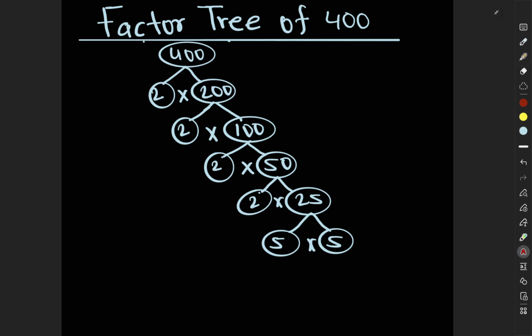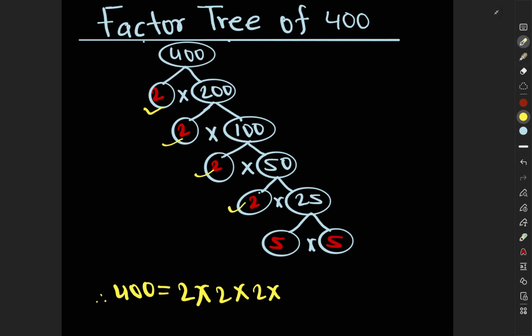So now we select the prime numbers in all these numbers. The prime numbers here are 2, 2, 2, 2, and these two 5s. So we can write 400 is equal to the product of all these prime numbers, that is 2, 2, 2, 2, 5, and 5.